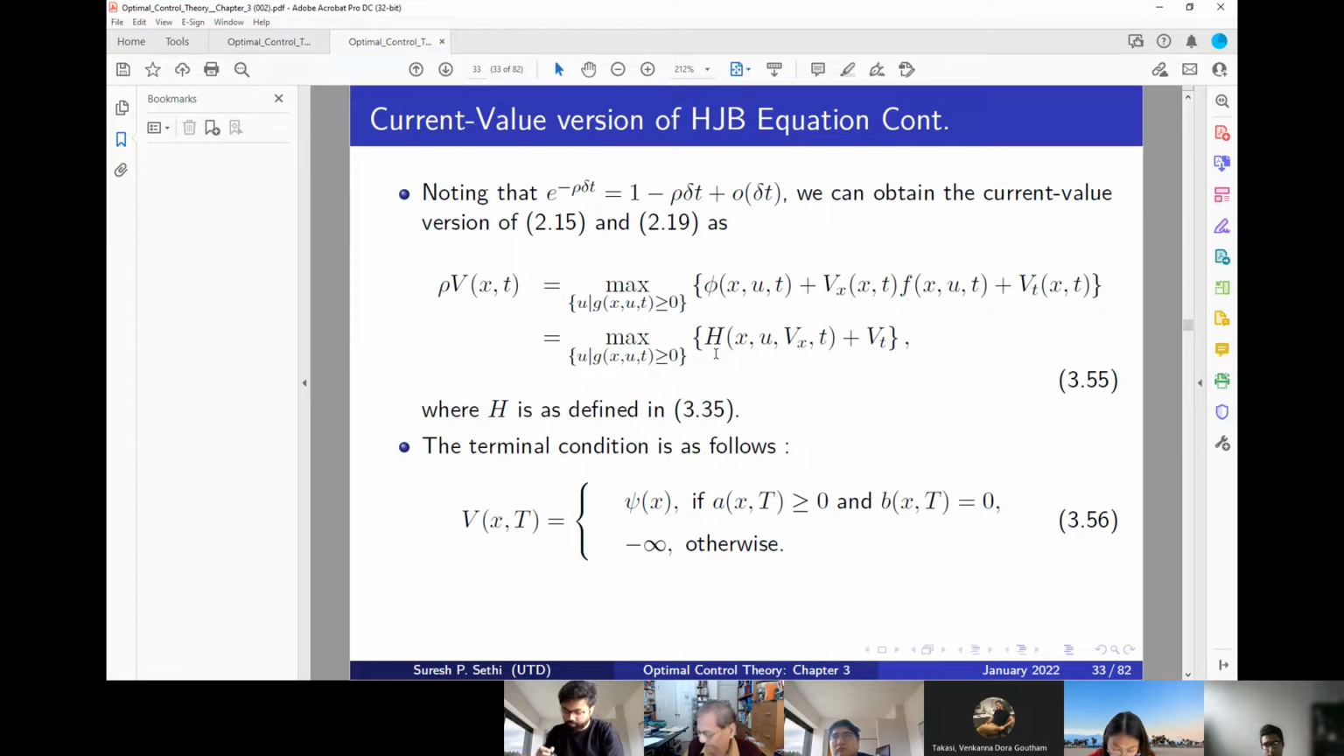So we derived this equation. The value function was derived in section 2.2, and it looks like 2.15. If you look at 2.15, you will see an equation that looks like 3.55. But 3.55 is the current value version of equation 2.15. It's already written there, 2.15.